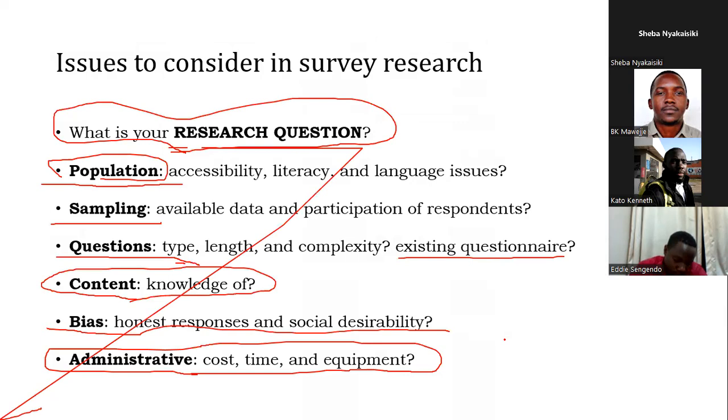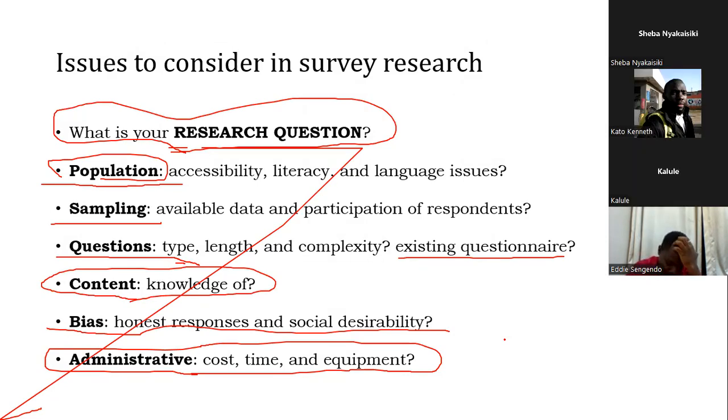Any question on survey before we move to the next research method? Not really, everything is clear.